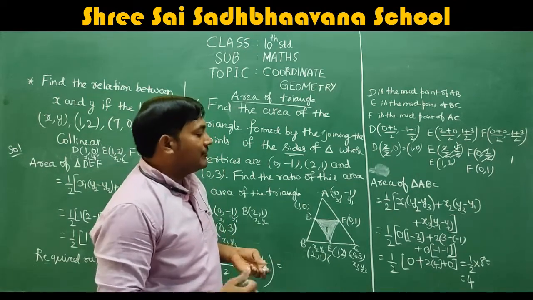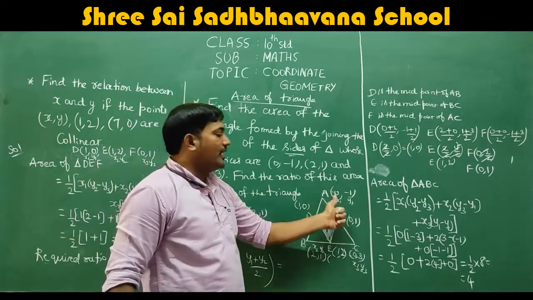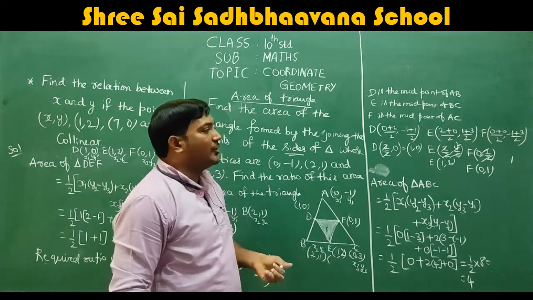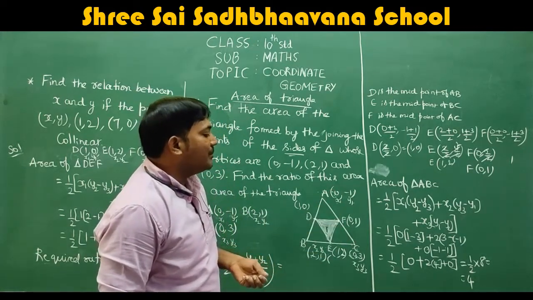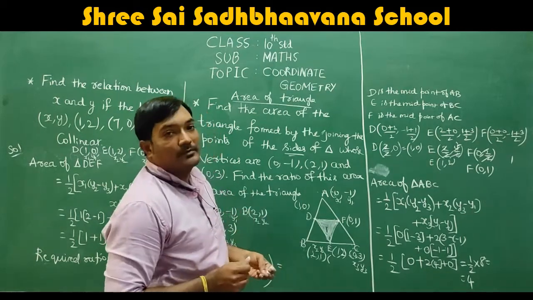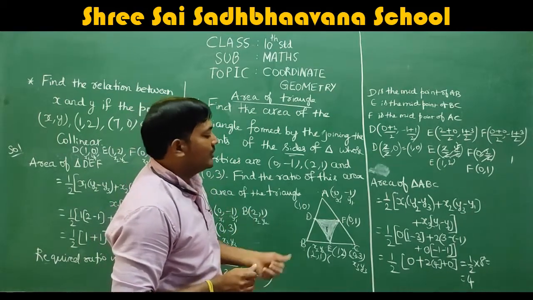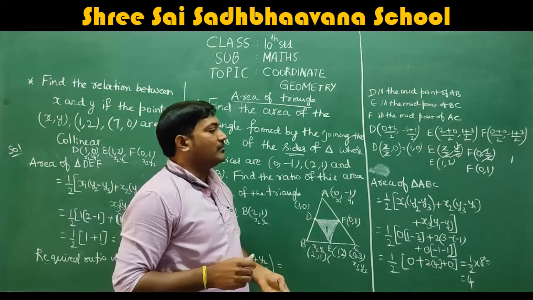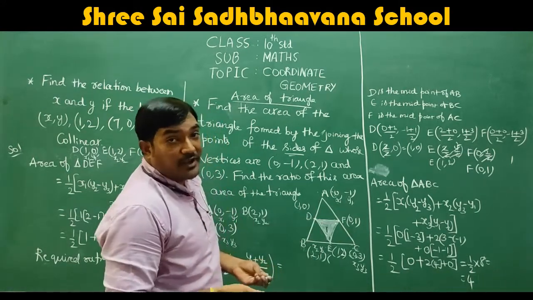Next, F, I found adding these two. So 0 plus 0 by 2 and minus 1 plus 3 by 2, which is 0 by 2 and 2 by 2, which is (0, 1). So I have written all these D, E, F points. Next, I found the area of triangle ABC.